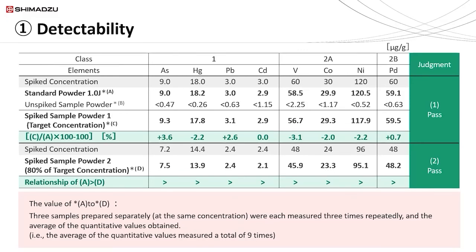Spiked sample powder 2 is 0.8 of the target concentration. And for all of the elements, we showed that the spiked sample powder 2 is always less than standard powder 1.0J. So it met detectability requirement 2 as well.